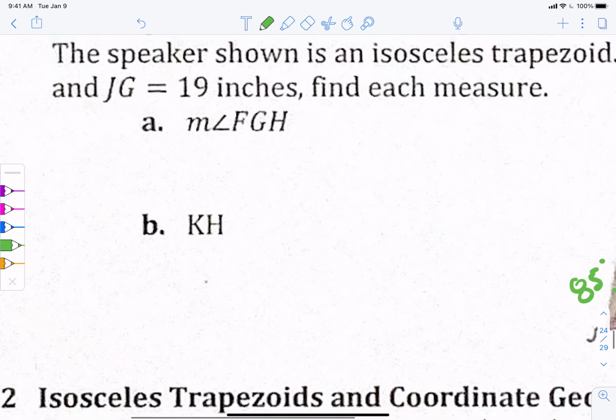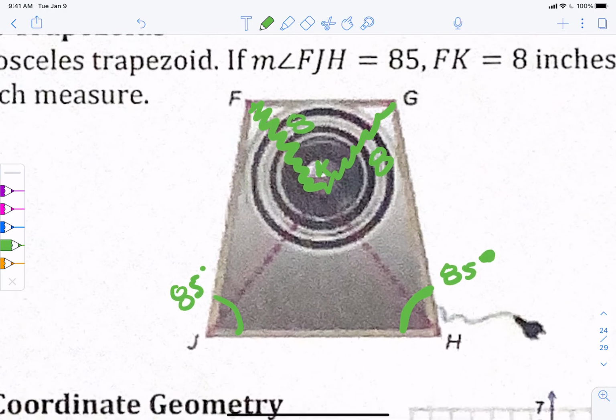All right, moving on. It says JG, which is this length from here to here. That is how far? 19. So each bottom piece is 11 and 11, right? Do you see that? Yep.